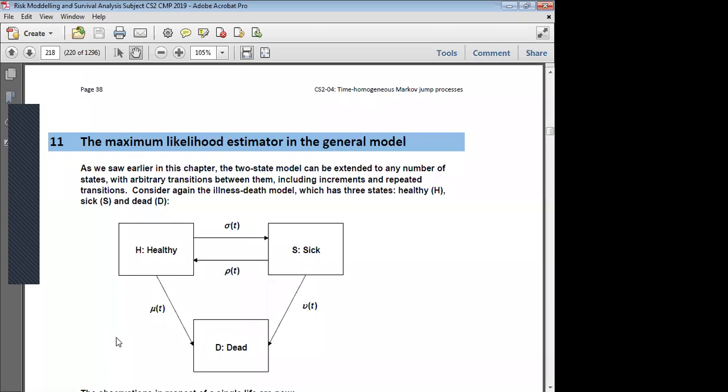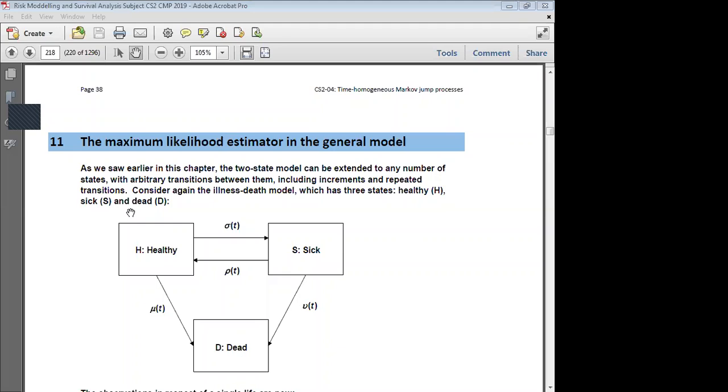But let me just open this once. We're looking at what? MLE. Can you guys see this?